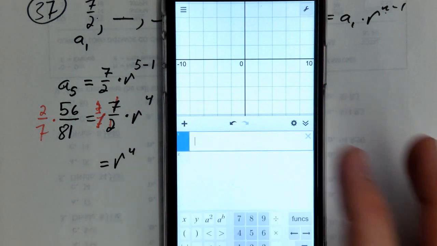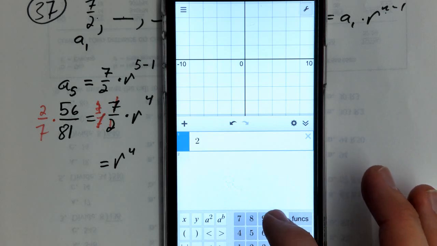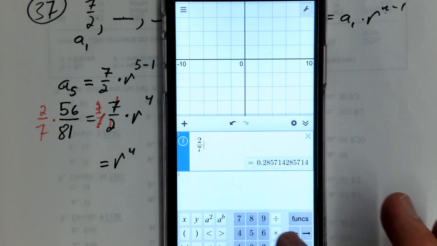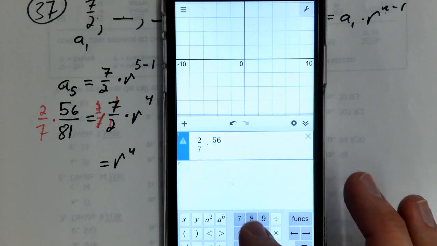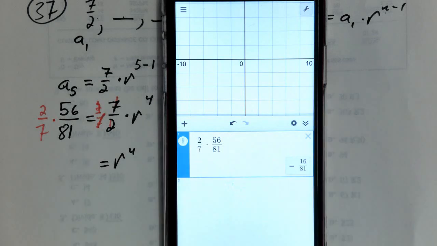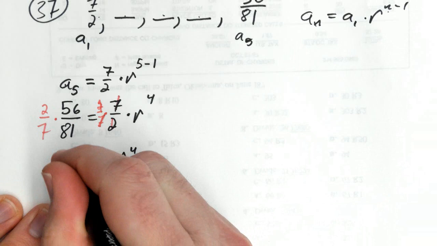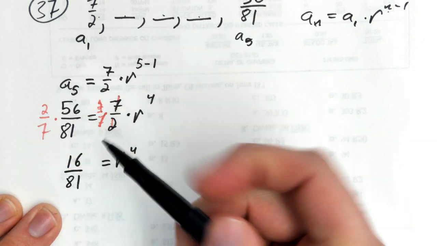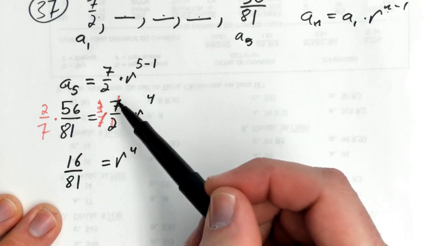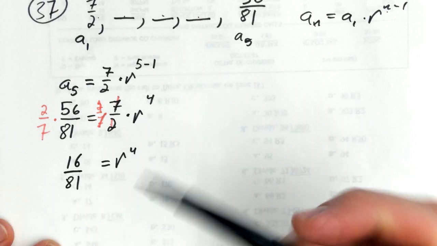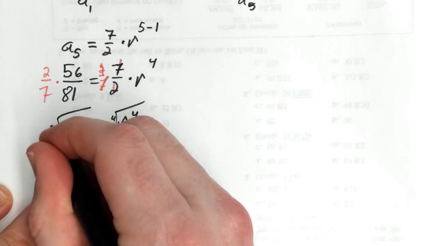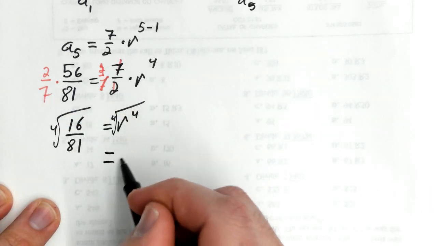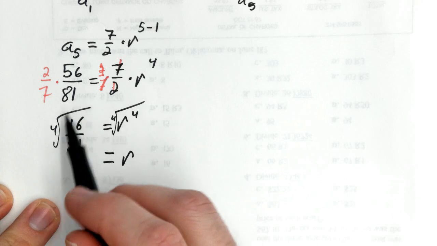So we will just take 2/7 times 56 over 81. And we get, we'll put it as a fraction, 16 over 81. If you had taken 56 over 81 divided by 7 over 2, that would have worked fine as well. Then the last step is to take the fourth root of both sides to get r by itself. So I'm going to end up with r is equal to the fourth root of this.